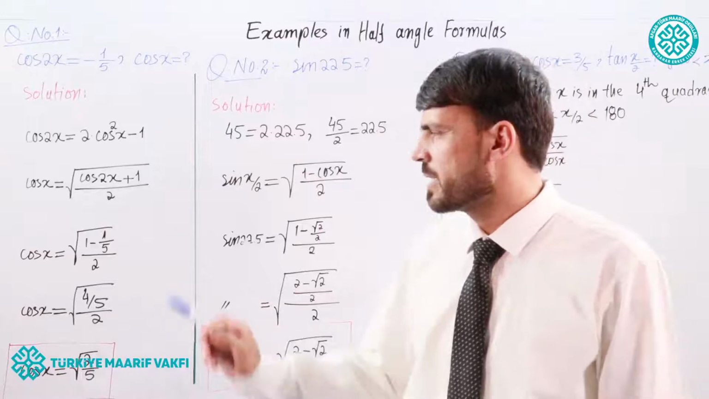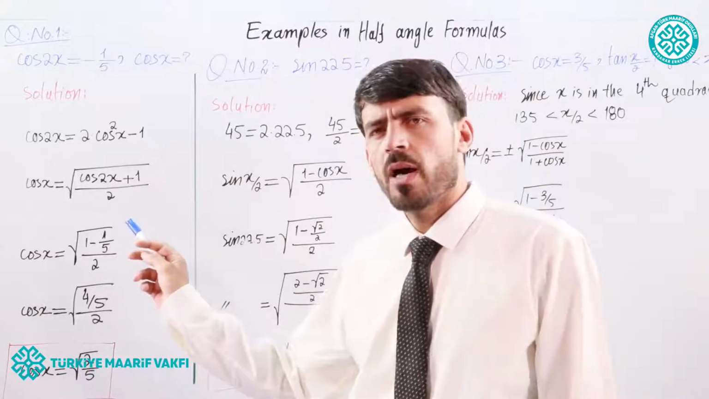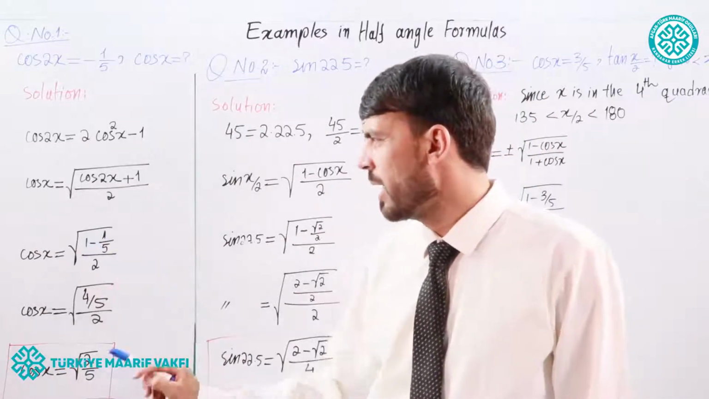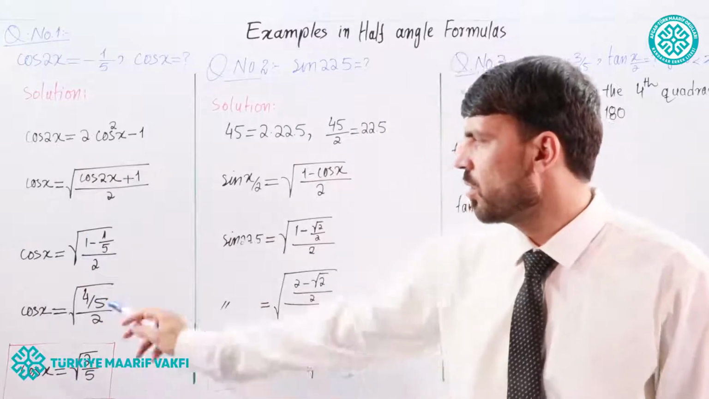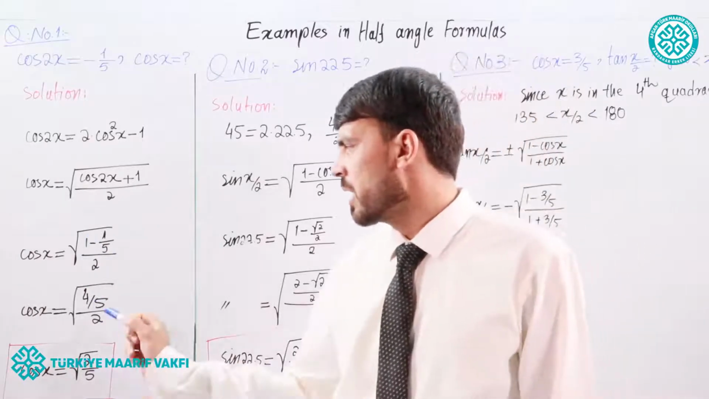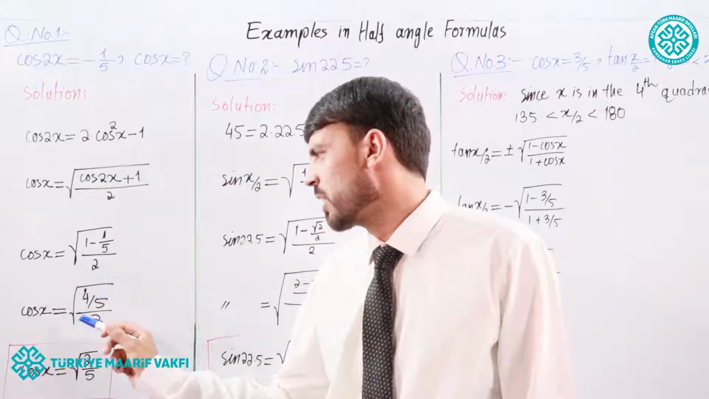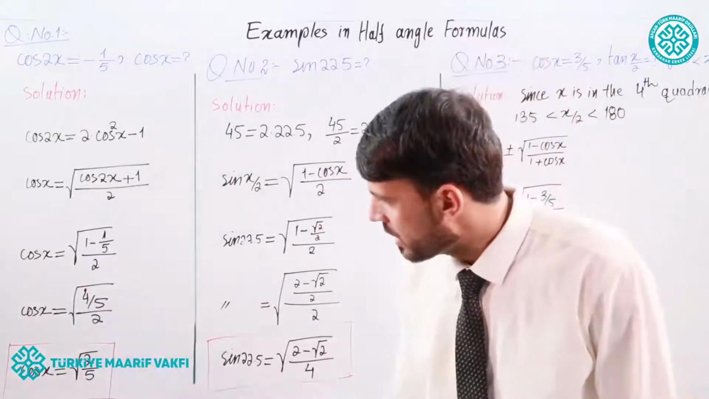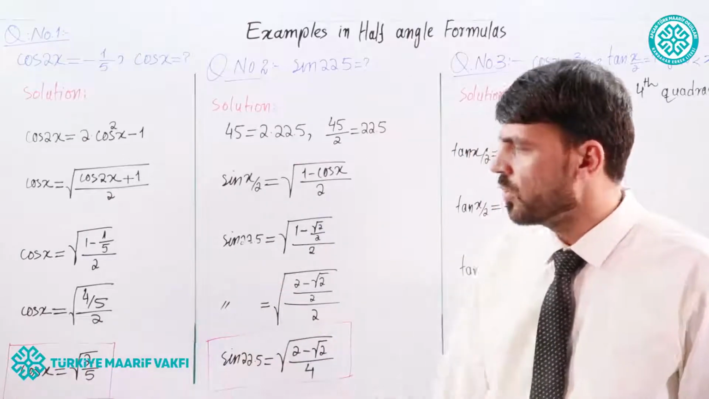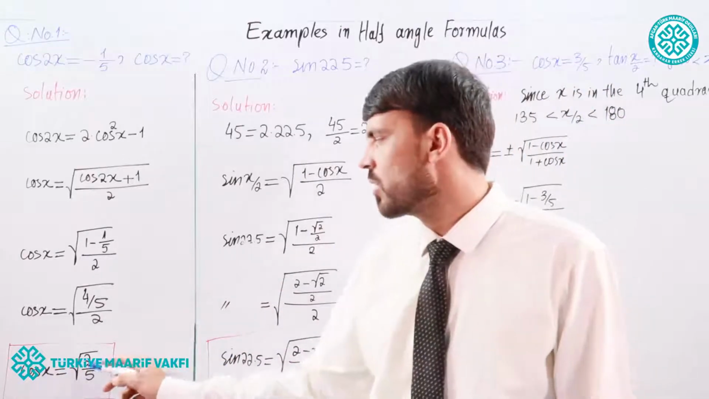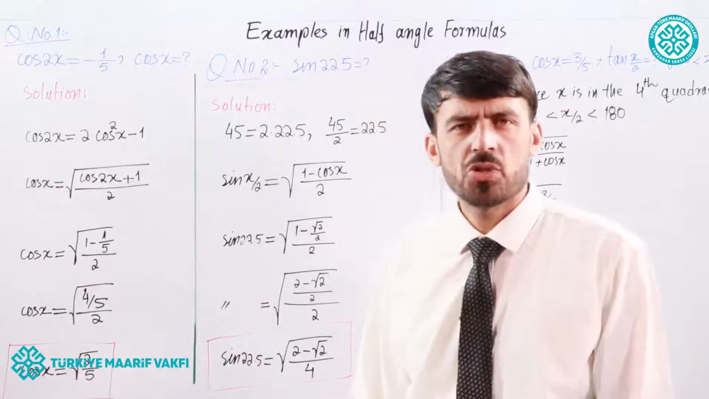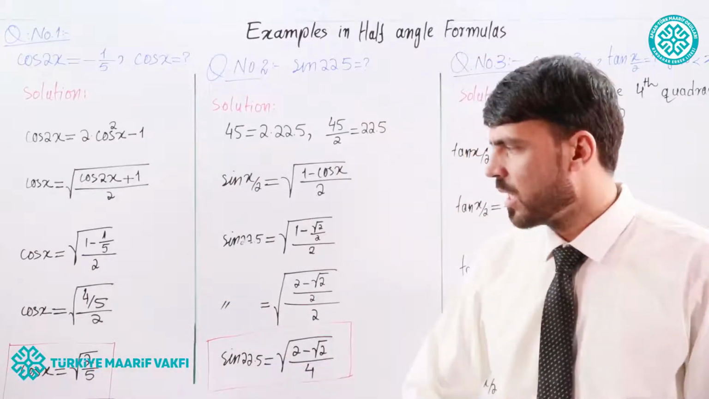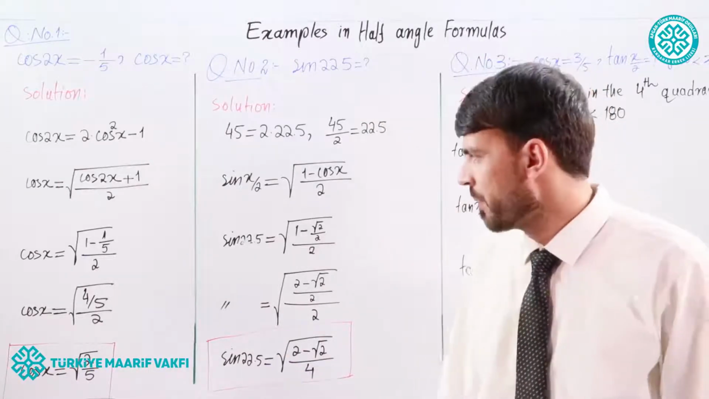So when we subtract 1 over 5 from 1, that will be 4 over 5. And after that, this 4 can be cancelled with the 2 of the denominator, and the value of cosine x will be square root of 2 over 5. So this was our first example.